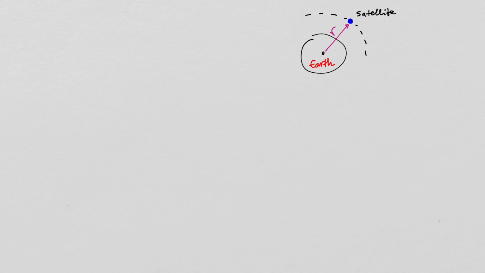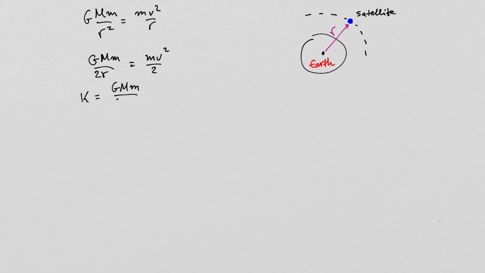Consider the following setup. Here is the Earth, here is the satellite, it orbits around the Earth. The distance between the satellite and the Earth is r. Then the gravitational force between the Earth and the satellite should be equal to the centripetal force that acts on the satellite. From here, G times mass of Earth times mass of the satellite divided by the distance squared is equal to the mass of the satellite times the speed squared over r. If I divide both by 2, then I find an expression for the kinetic energy in terms of the mass of Earth, mass of satellite, and the distance between the two. So the kinetic energy of the satellite is simply equal to GMm over 2r.